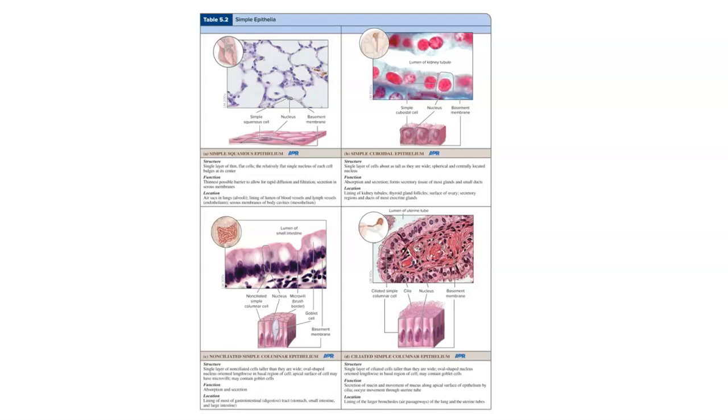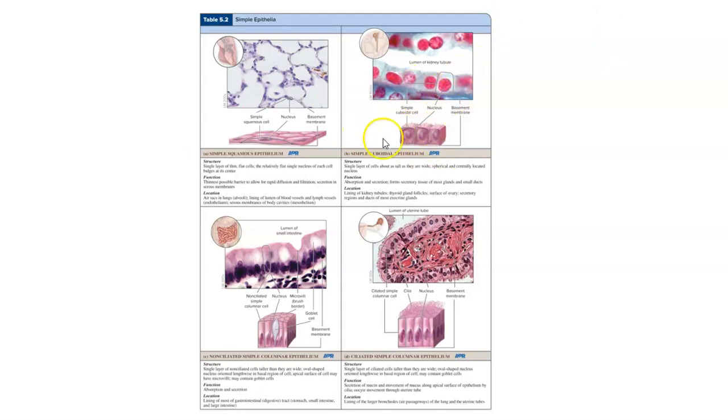So where do you find this? In the air sacs of the lungs. We call those alveoli. They line the opening or the lumen of our blood vessels and lymphatic vessels. The serous membranes, of course, that I mentioned are also made of simple squamous epithelial cells.